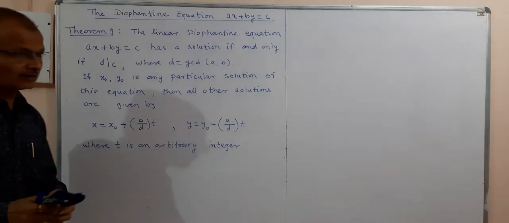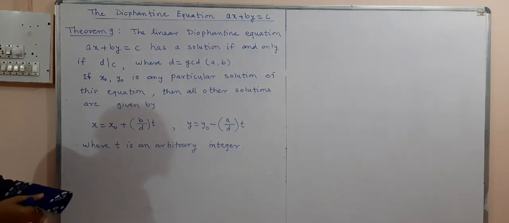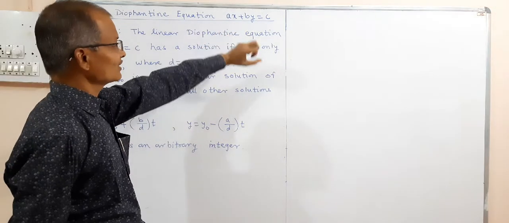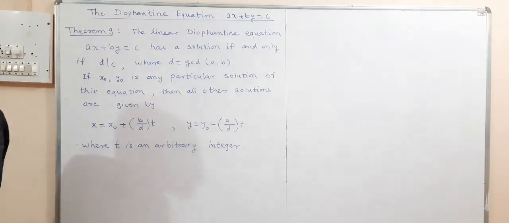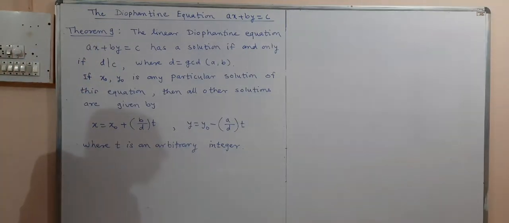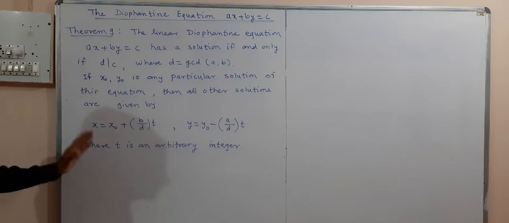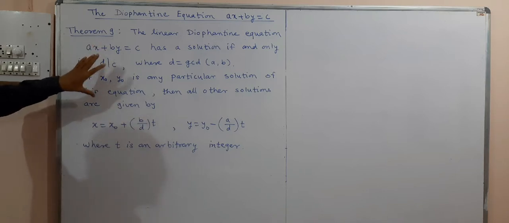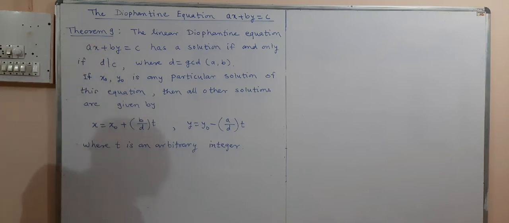Now we shall consider the last article from this chapter, which is the Diophantine equation, and it is ax plus by is equal to c, where a, b, c, x, y are all integers. And in this chapter or in this paper, we are studying integers only. We have a relation for this. Diophantus is the name of the mathematician who studied this type of equations.